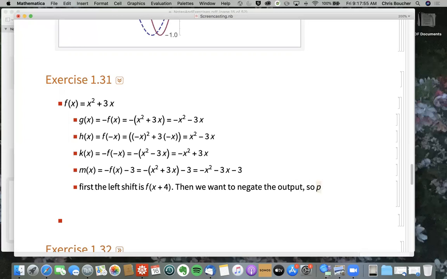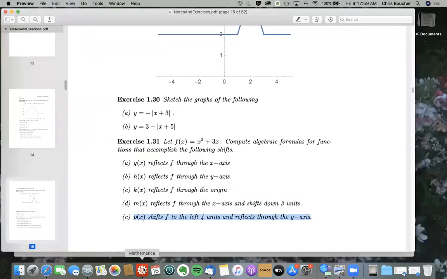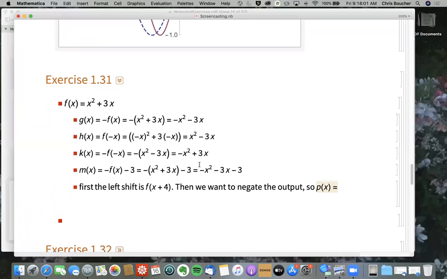So the function p of x, I think that's the name we want to give it. Yes, it is. It should be equal to this thing, but with a minus sign. So that's going to be minus f of x plus 4. And now I just have to fill things in. Here is the function f. It takes its input, squares it, and multiplies by 3.